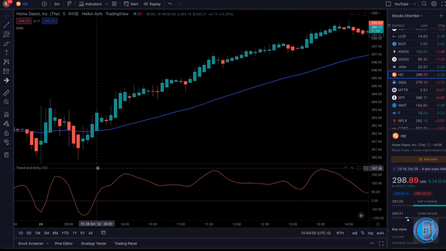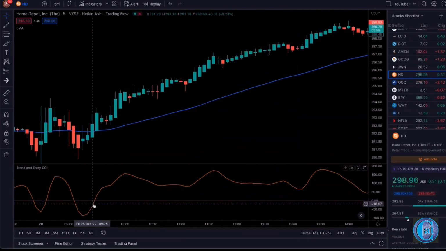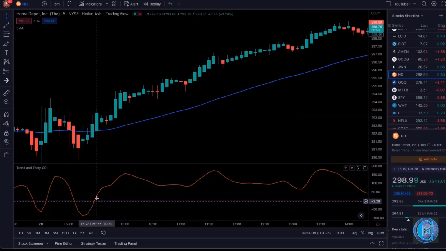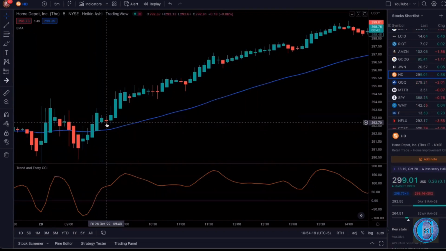And the next thing you want is to see this orange line in the trend and entry CCI come up above the 0 level. So you see how this candle closed above. This was right here, touching the line. This closed above. So once you have that, you want to retest it. You want the candles to retest that it is continuing to go up.